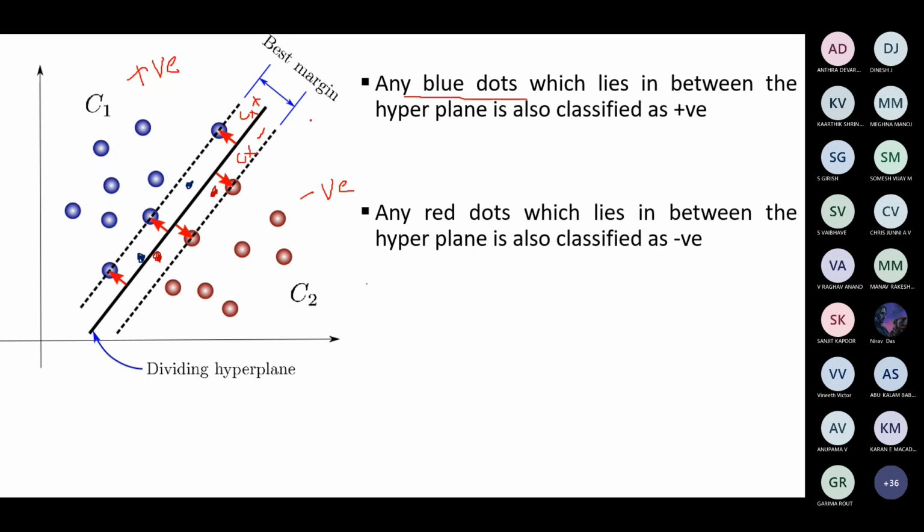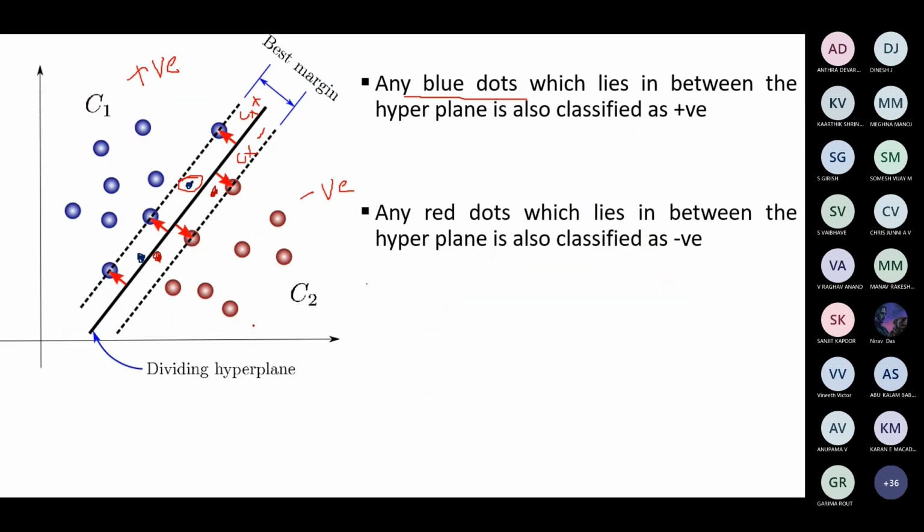Any blue dot which lies between the hyperplanes is also classified as positive. Any red dot which falls below this line is also classified as negative only.